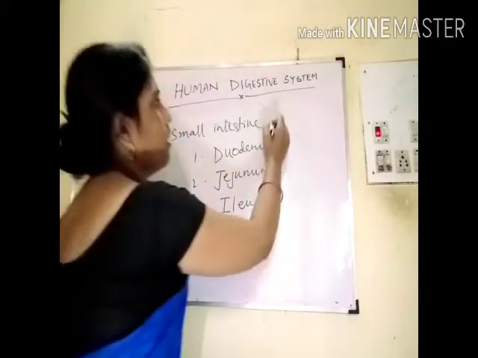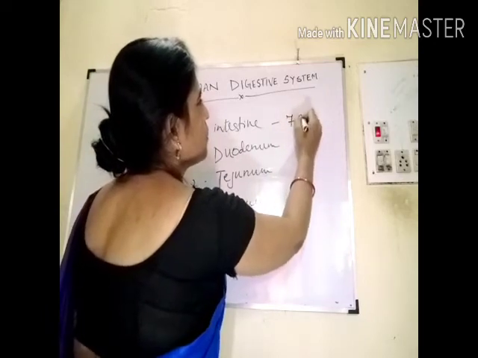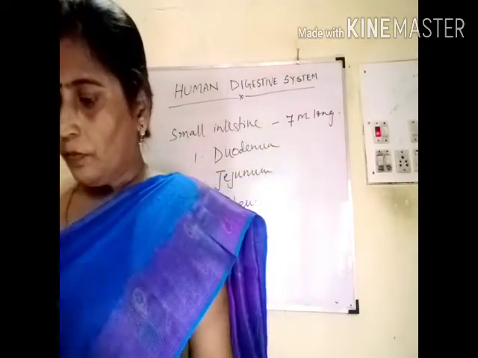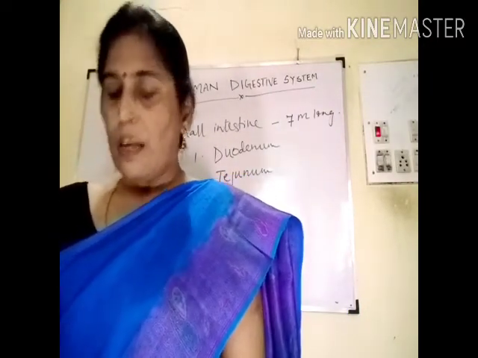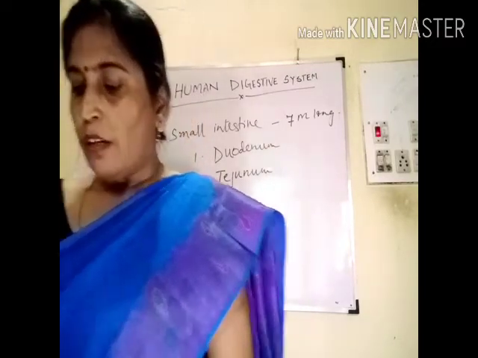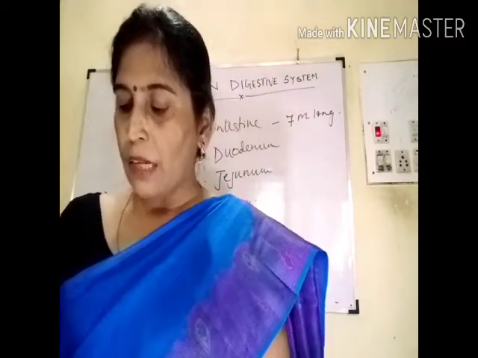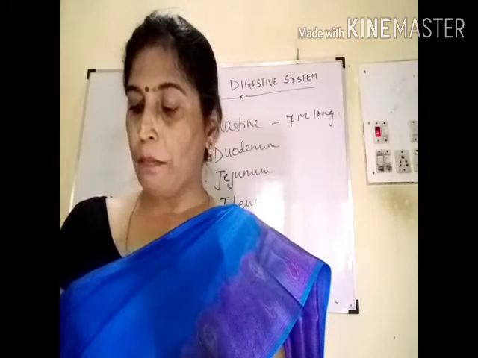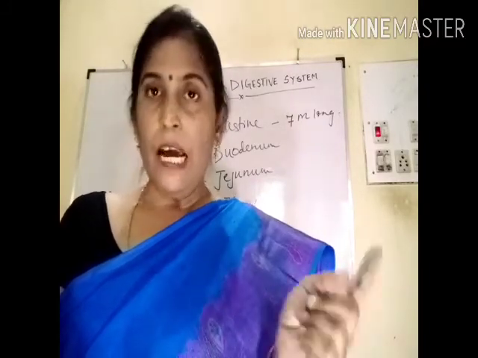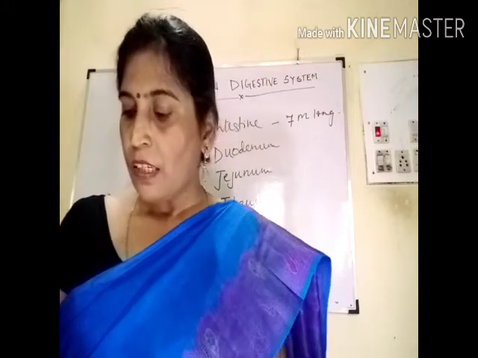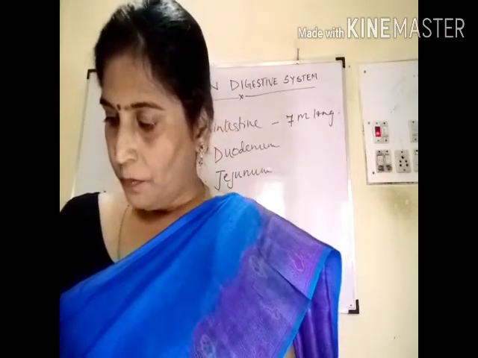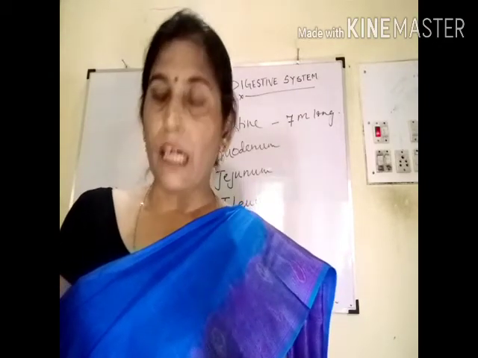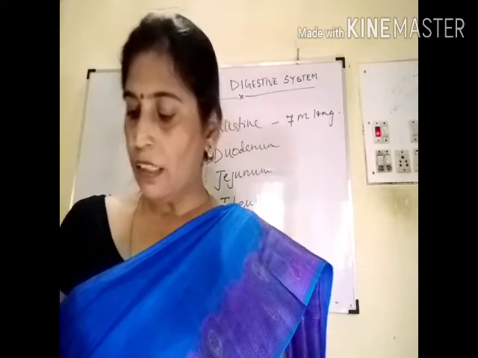And this small intestine is about 7 meters long. Now this bile juice does not contain any digestive enzyme, but it helps in the digestion of fat by emulsifying them, meaning breaking them into tiny droplets to provide a large surface area for the enzyme to act. It also neutralizes the acidity of the food and makes it alkaline for the action of pancreatic juices.